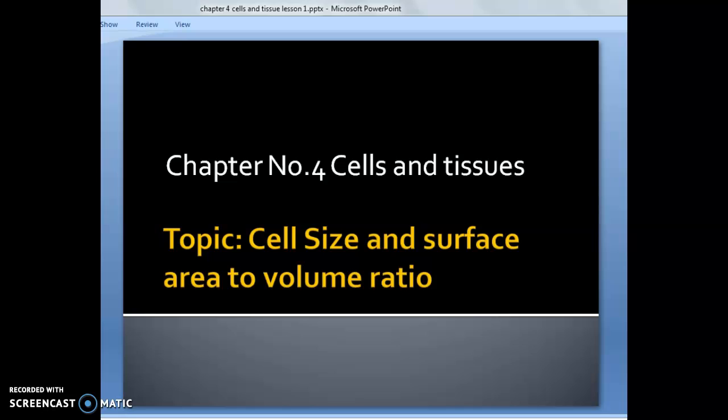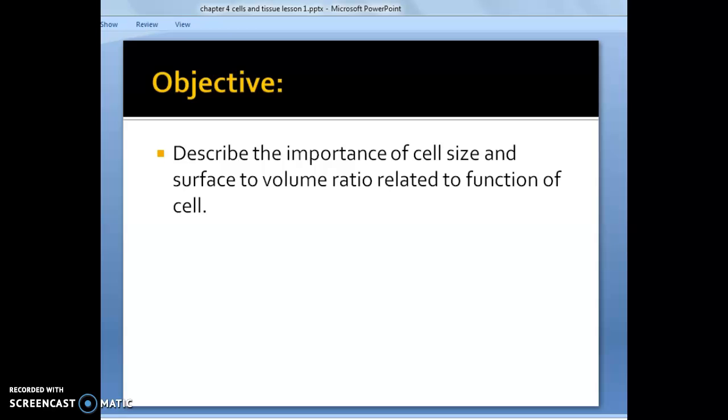Today we are going to start with chapter number 4, cell and tissue. The topic we are going to study is cell size and surface area to volume ratio. The objective is to describe the importance of cell size and surface to volume ratio related to the function of the cell.